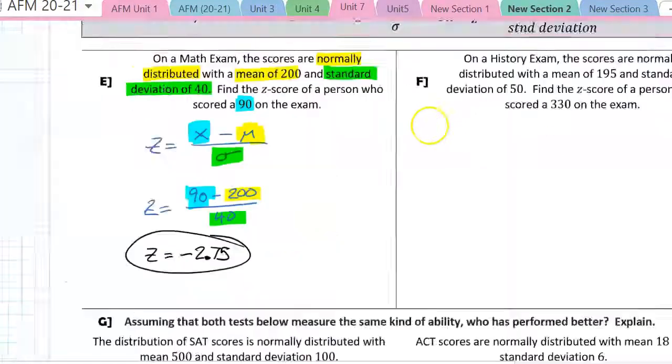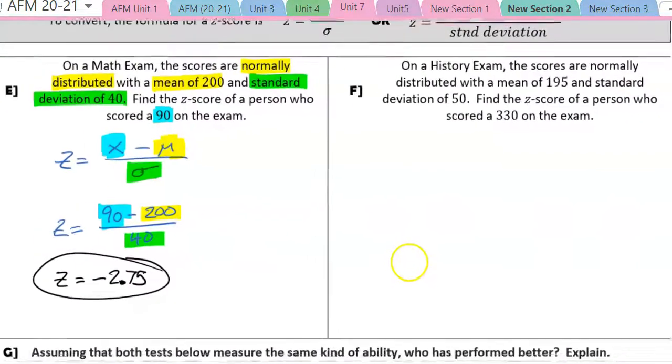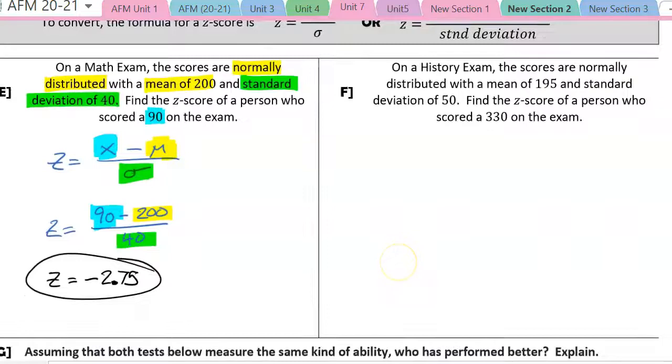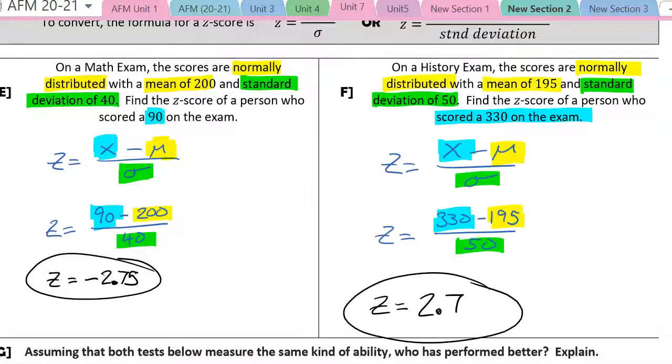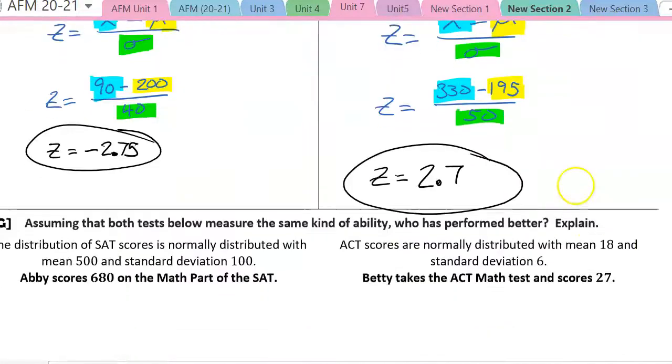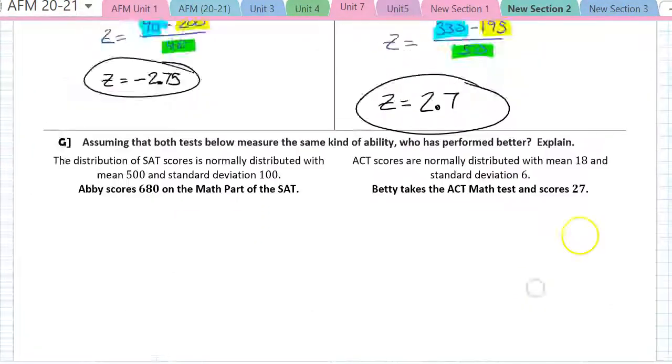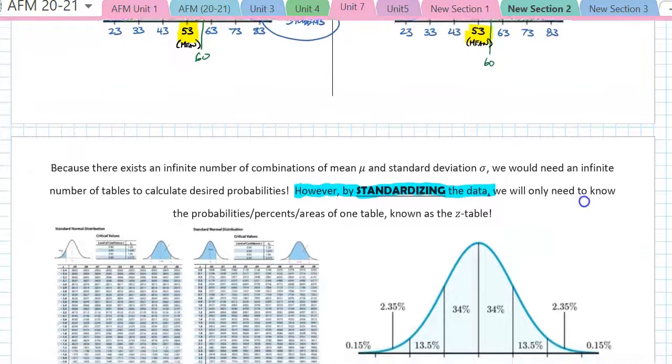Why don't you take a moment and see if you can figure out example F, history exam. The mean, standard deviation, and scores are given. I'll reveal the answer in 3, 2, 1. We get a z-score of 2.7. Brilliant.